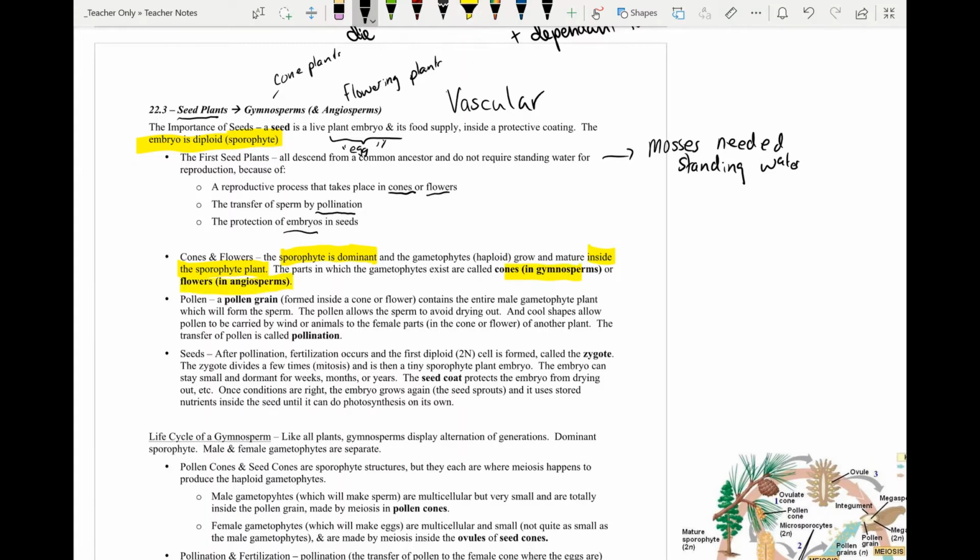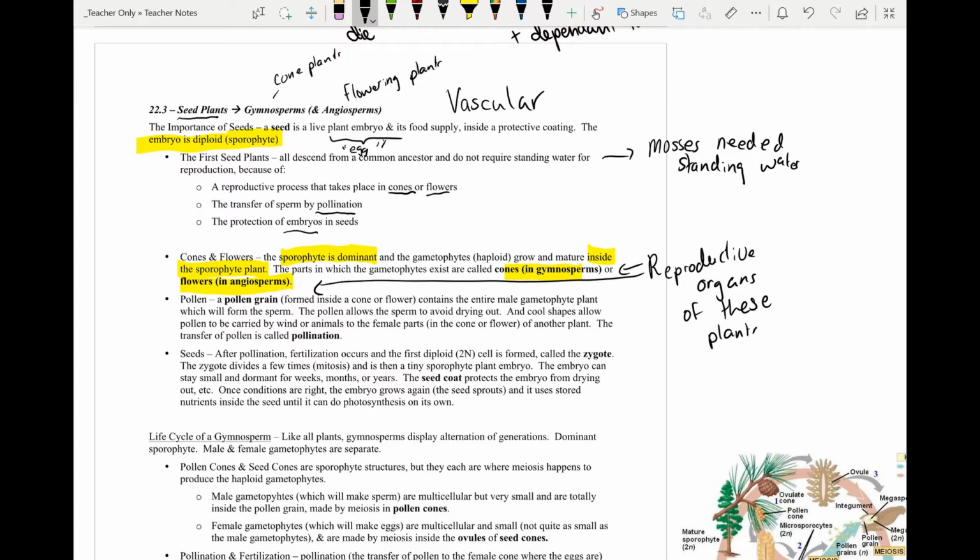So we can sort of think of the cones and the flowers as the reproductive organs of these plants. So pollen, a pollen grain is formed inside a cone or flower, so both flowers and cones have pollen. They contain an entire male gametophyte plant, which will form the sperm.